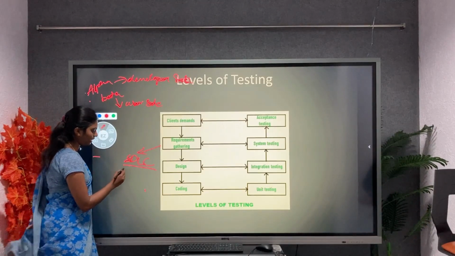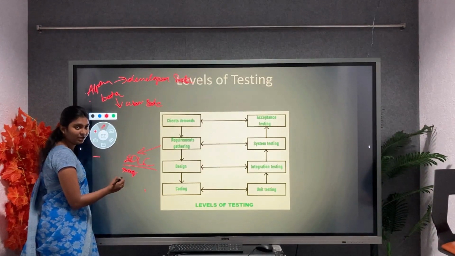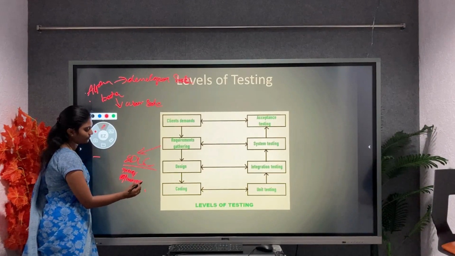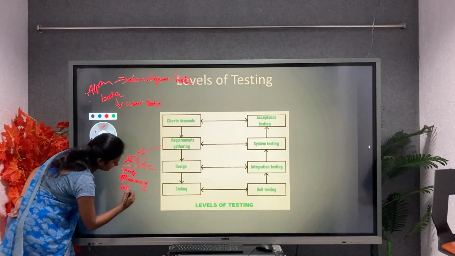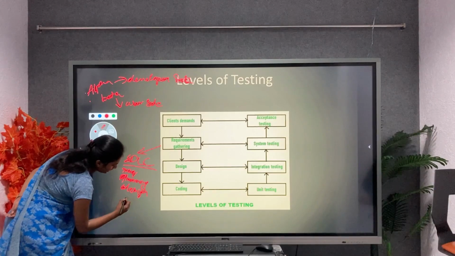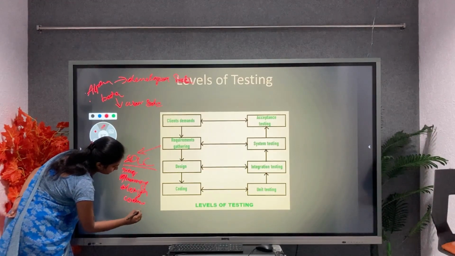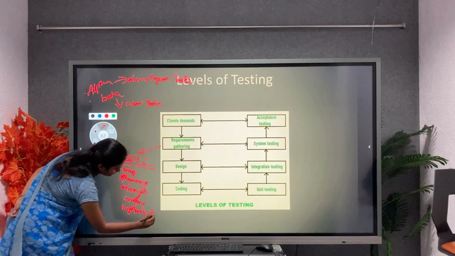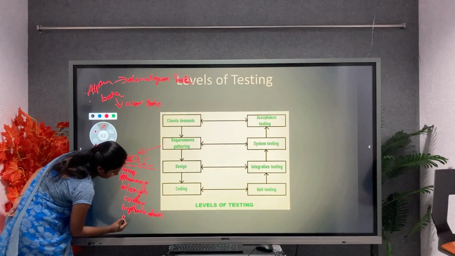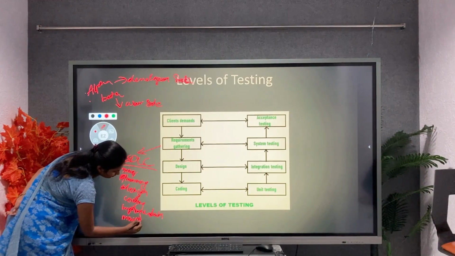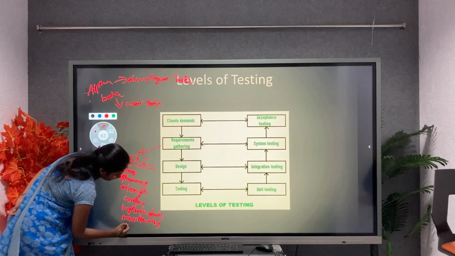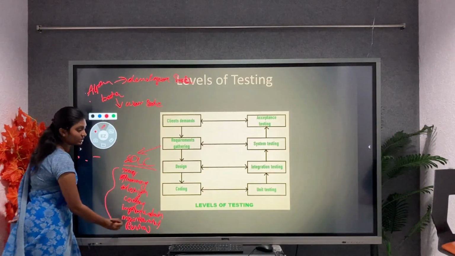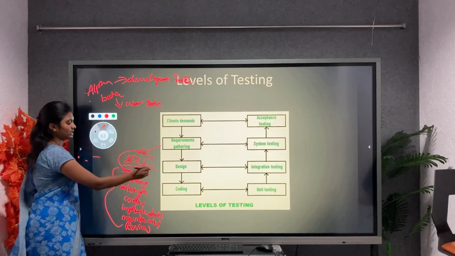In the software development life cycle, we have requirement gathering, planning, design, coding, implementation, maintenance, and review. So these are the things which are involved in the SDLC phases.